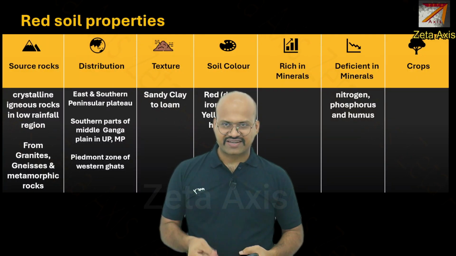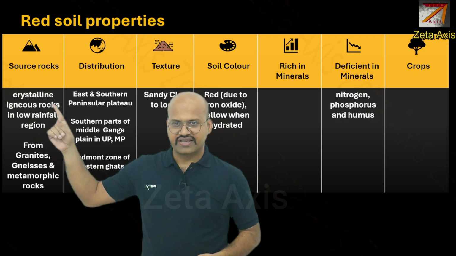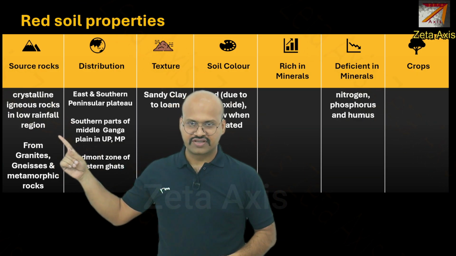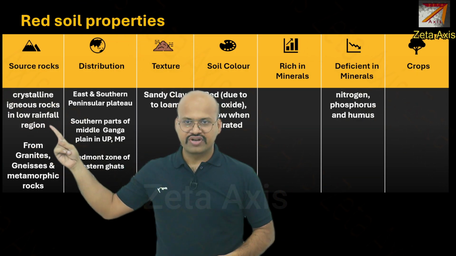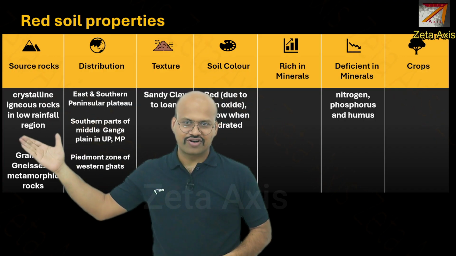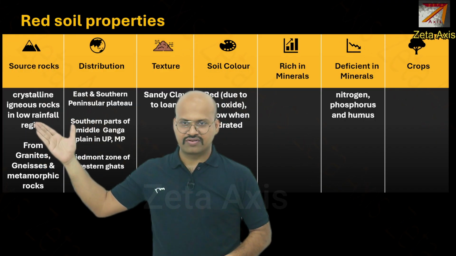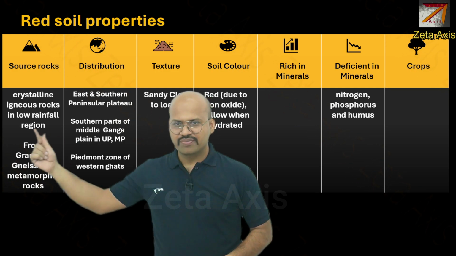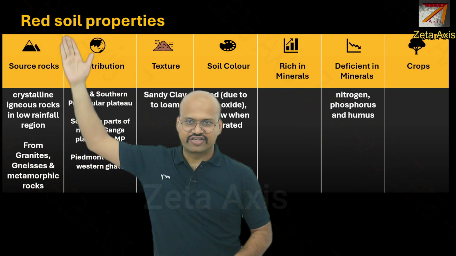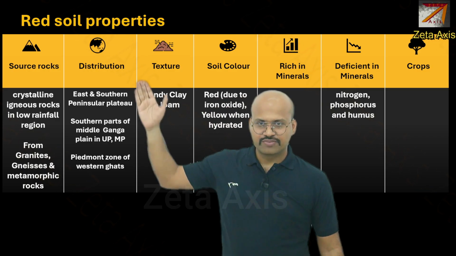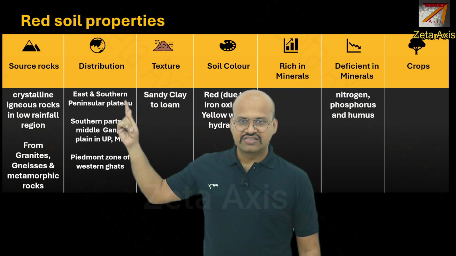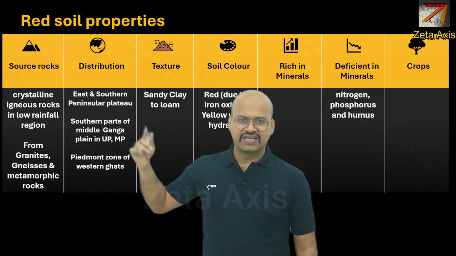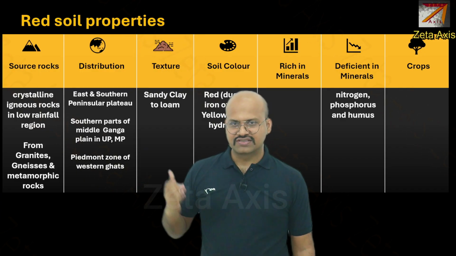So let's see the characteristics of red soil. It is formed from crystalline igneous rocks in low rainfall regions. Remember, it is in low rainfall regions, because if it is a high rainfall region, then it will form laterite soil. It forms from granites, gneisses and metamorphic rocks. So from these rocks, generally red soil is derived. The distribution can be seen in east and southern peninsular plateau. Even in the northern parts, in some places we can see red soil.